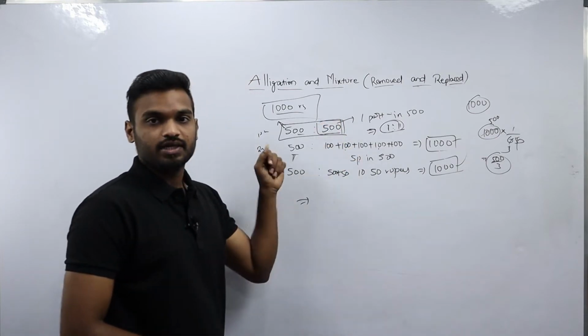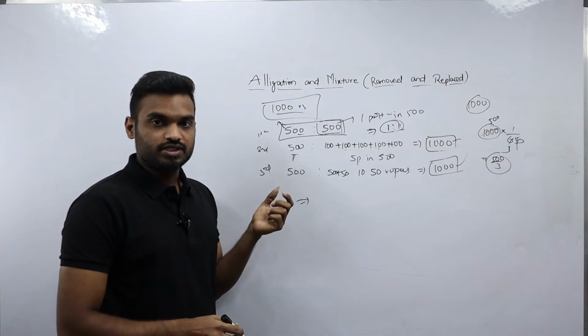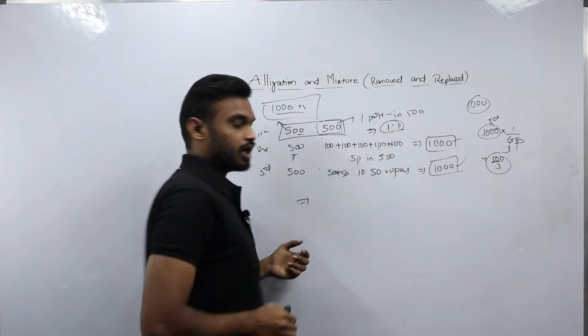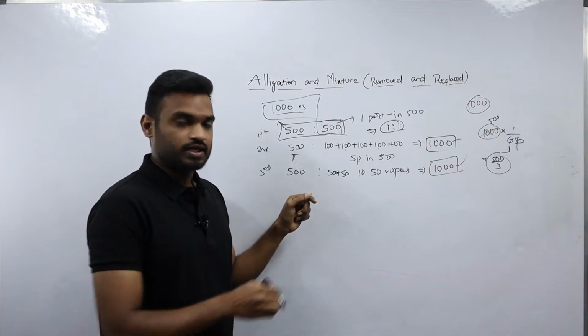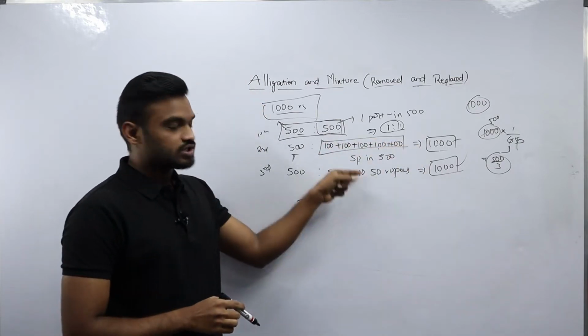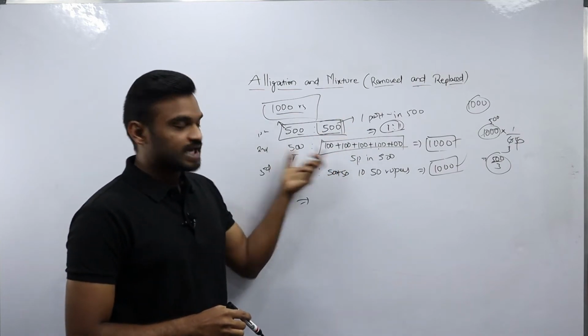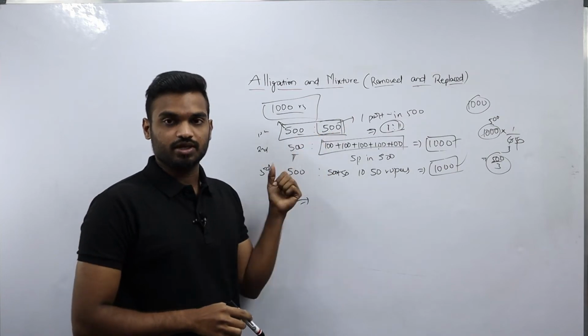Okay, this is what is happening here when it comes to the remove and replace concept. In the remove and replace concept, we keep the total quantity the same, and we are changing some parts of the total quantity. This is exactly the concept behind remove and replace. In this type only they will ask questions in remove and replace.